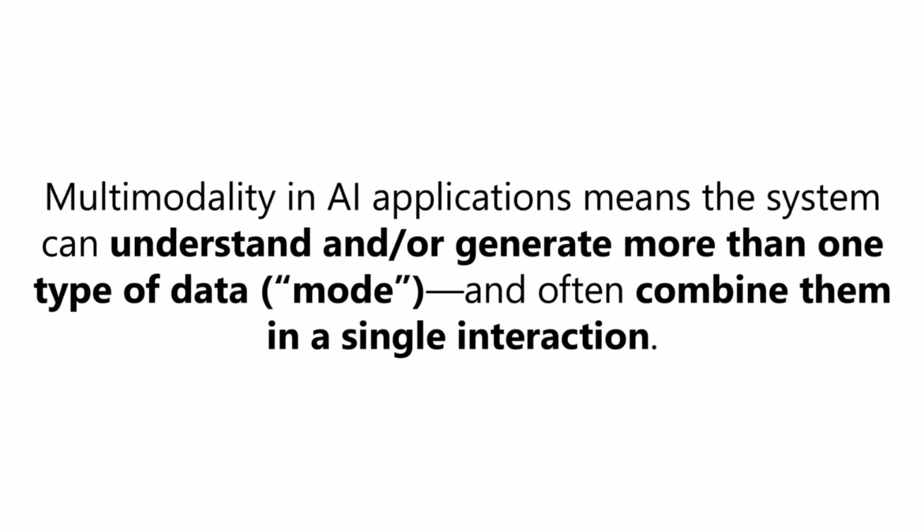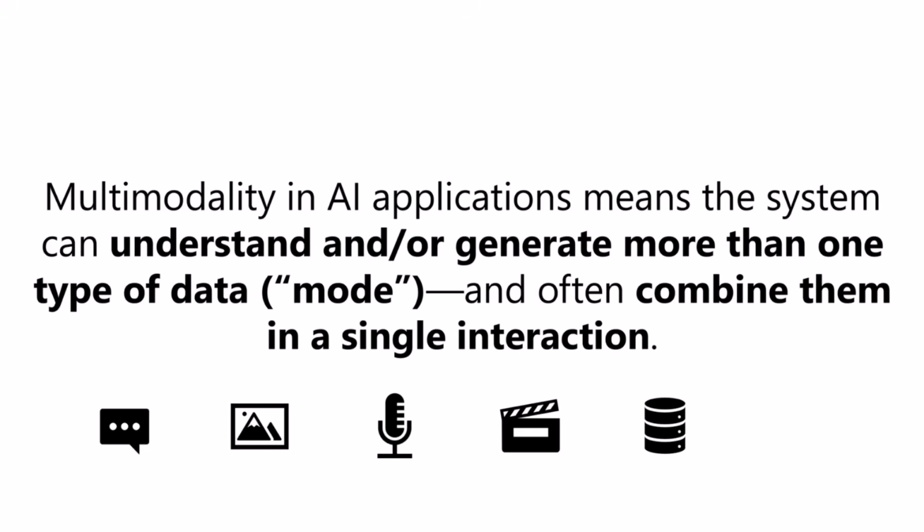What is multimodality? In AI applications, it really means that the system can understand and or generate more than one type of data or a mode, and it combines them in a single interaction. So that includes things like chat, images, audio, video, structured data, and even 3D if you're cool.